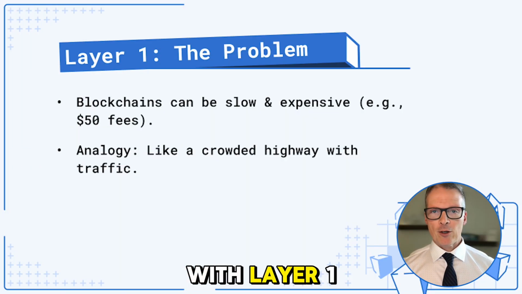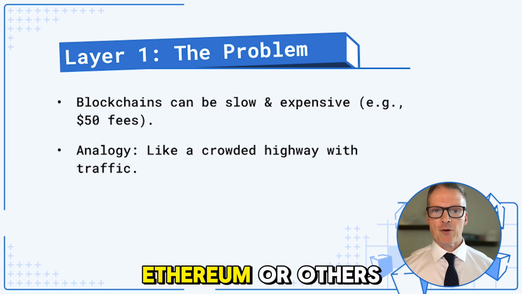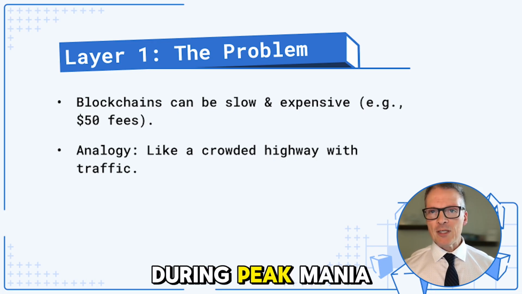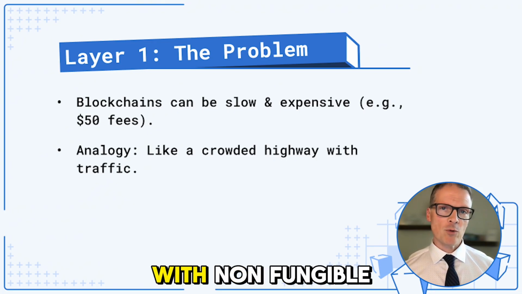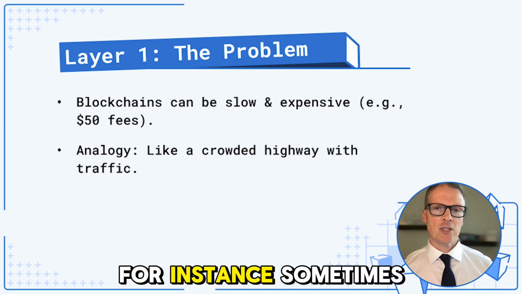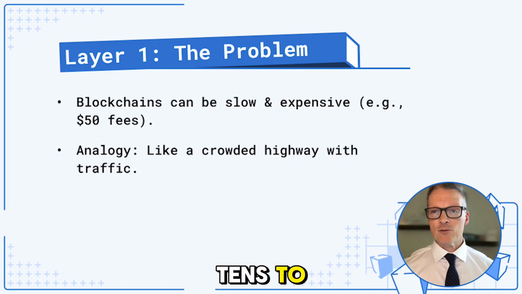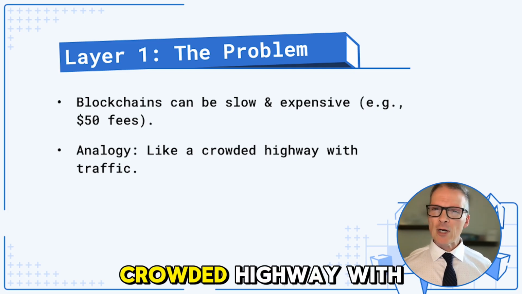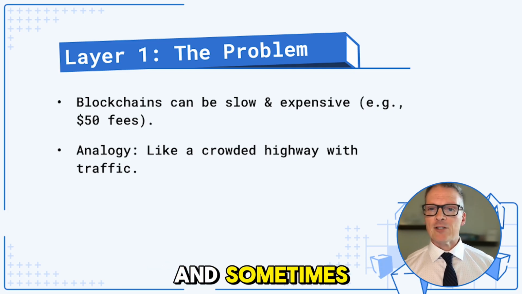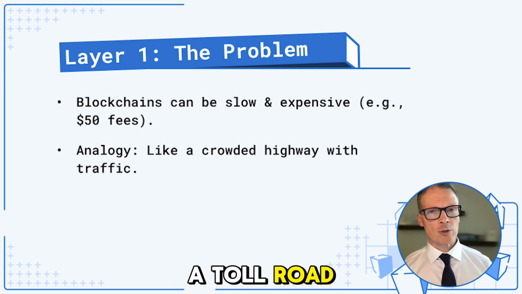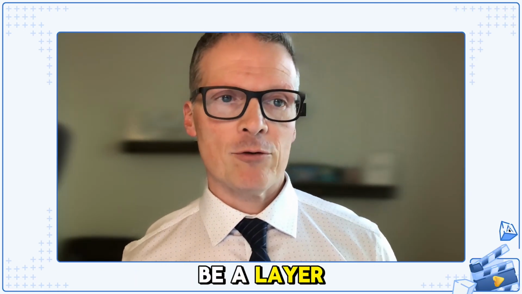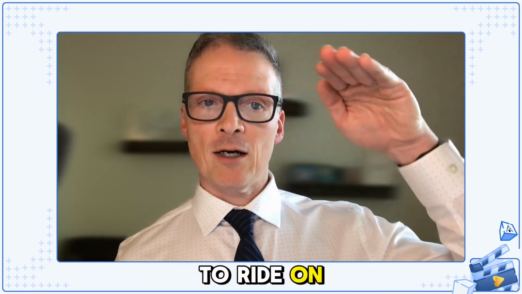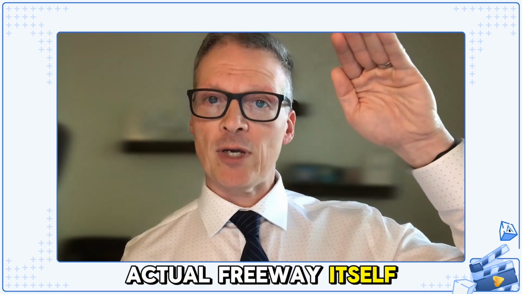Now, the problem with layer one blockchains, whether they're Bitcoin, Ethereum, or others, is that they can be slow and expensive at times. During peak mania seasons in 2021 with non-fungible tokens or NFTs, for instance, sometimes people were paying tens to even hundreds of dollars in gas to access the Ethereum blockchain. It's like a crowded highway with traffic. And sometimes the best way to get around that would be a toll road. And so the analogy here would be a layer two. Instead of an actual toll, however, you're just paying to ride on the lane that's above the actual freeway itself.